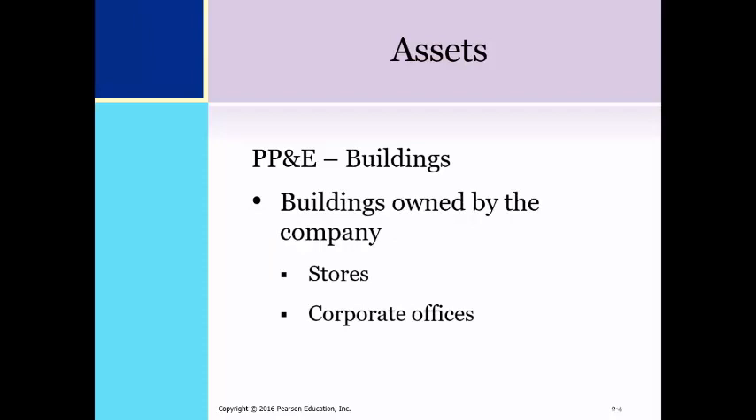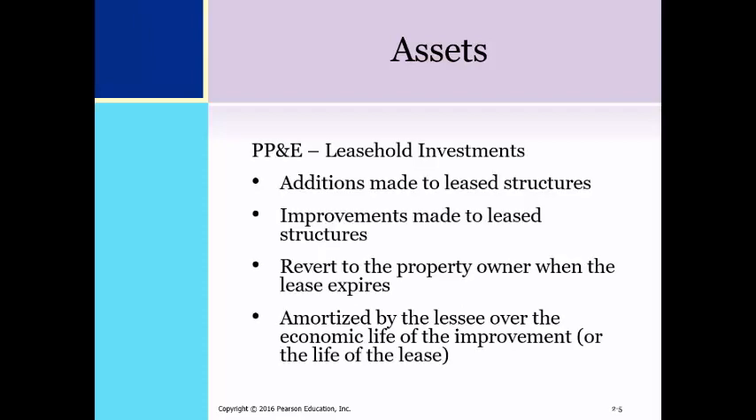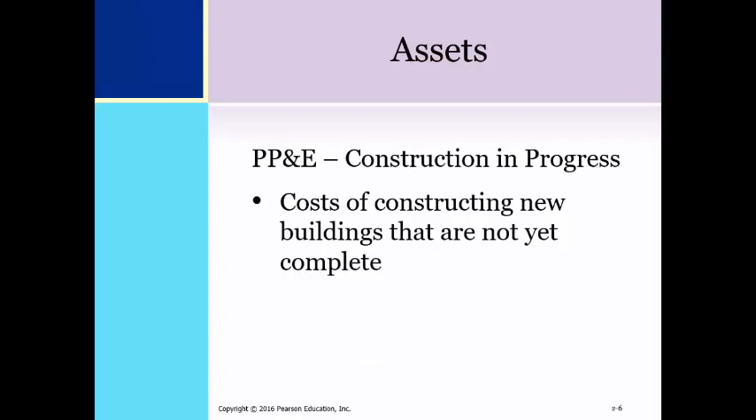Buildings included in property, plant, and equipment should include not only the stores, but also the corporate offices of the company. Leasehold improvements are additions that are made by the company to leased structures. The leased property and improvements will revert to the owners at the termination of the lease, which affects the amortization period of the leasehold improvements. These items should be amortized over their useful life or the life of the lease, whichever is shorter.